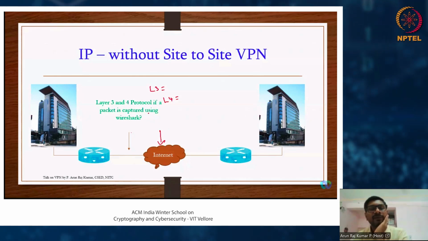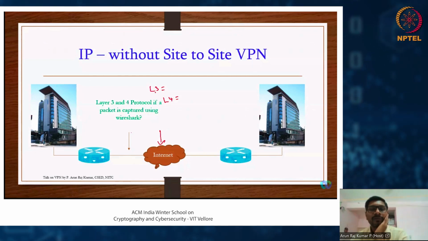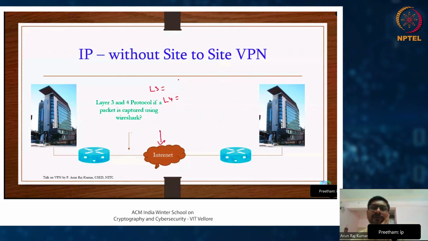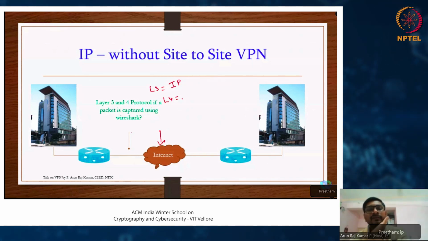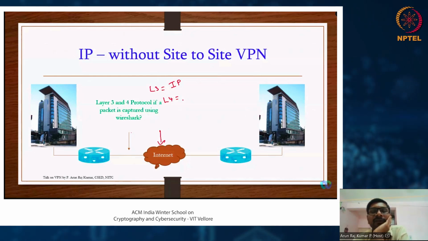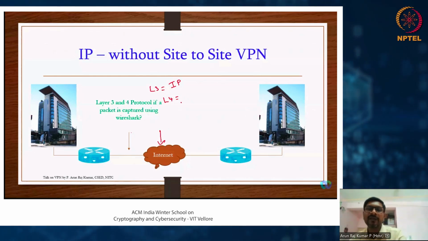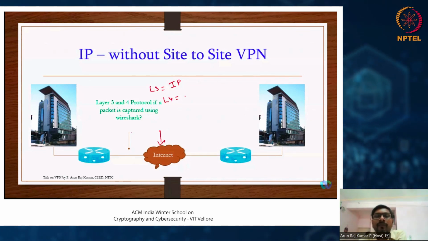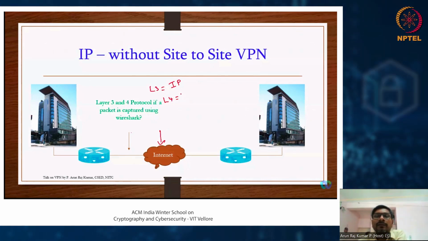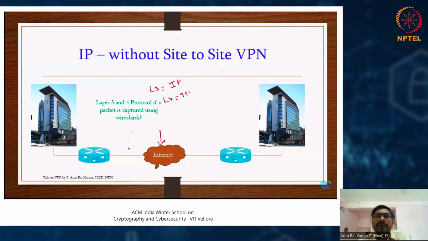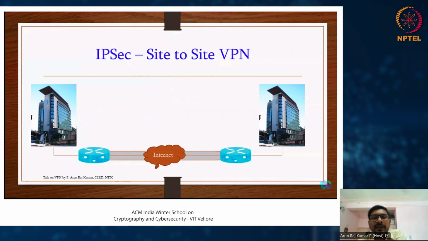This is without using VPN. So it's a normal case. So without using VPN, what will be your layer 3 protocol? IP, very good. Then what will be the layer 4 protocol? If I'm not using the VPN, it's a normal connection that I'm trying to use to talk to my branch office. So what could be the layer 4 protocol? It may be TCP or UDP. Okay. I'm going to the next slide.